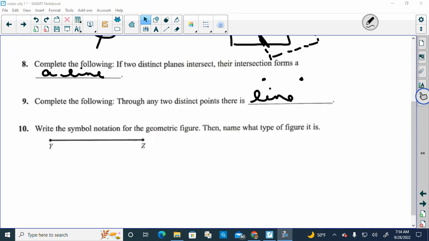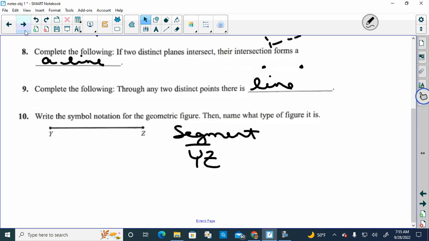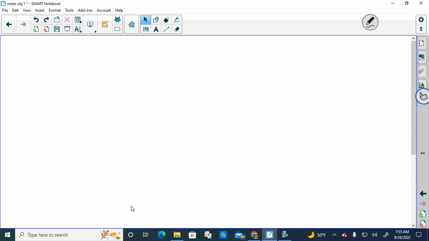Write the symbol notation for the geometric figure. We've already had one just like this, just practicing more of it. So this is a segment. It's a capital Y and a capital Z, and remember, a segment doesn't have arrows, it just has the bar up above it. Okay, and that is it.